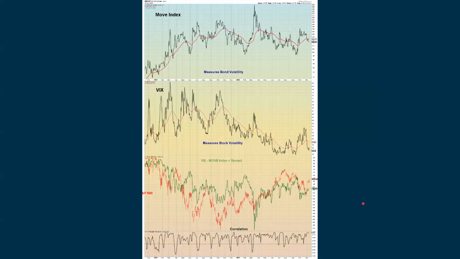We also look at the MOVE index, which measures the volatility of bonds, and the VIX in the middle, that measures the volatility of stocks. And then the green line down here is just the difference between the two. I take the VIX and subtract the MOVE index.